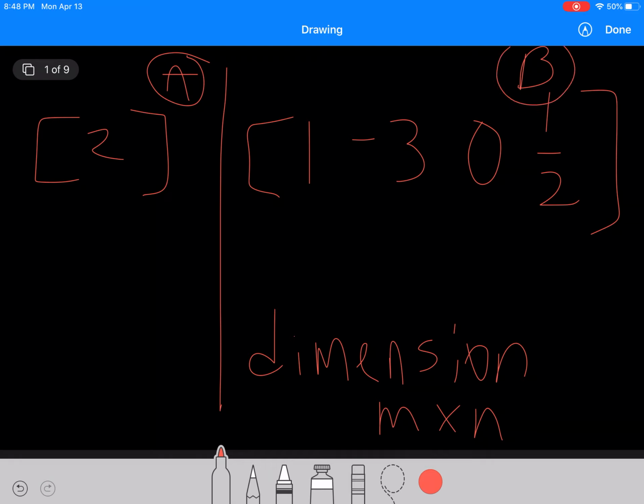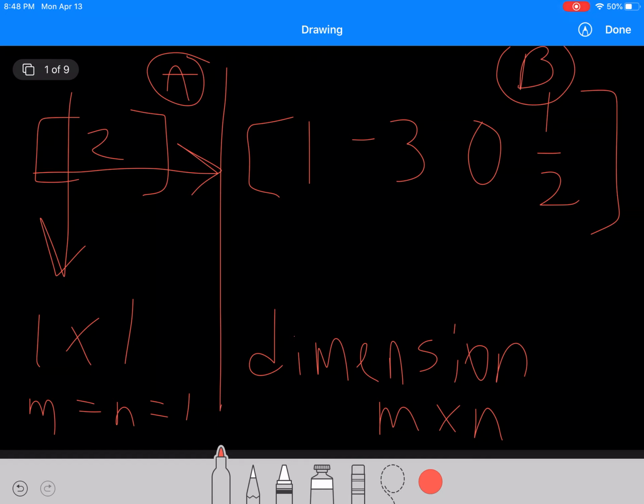This matrix on the left has one row and one column. Okay, so this is one row and one column because the row goes across and a column goes down. It's like an intersection between a row and a column. So this is known as a 1 by 1 matrix. So m and n equals 1. So the matrix on the left is a 1 by 1 matrix.